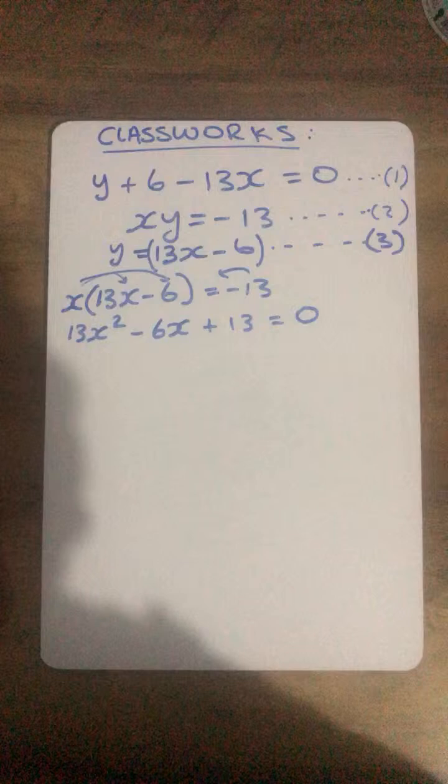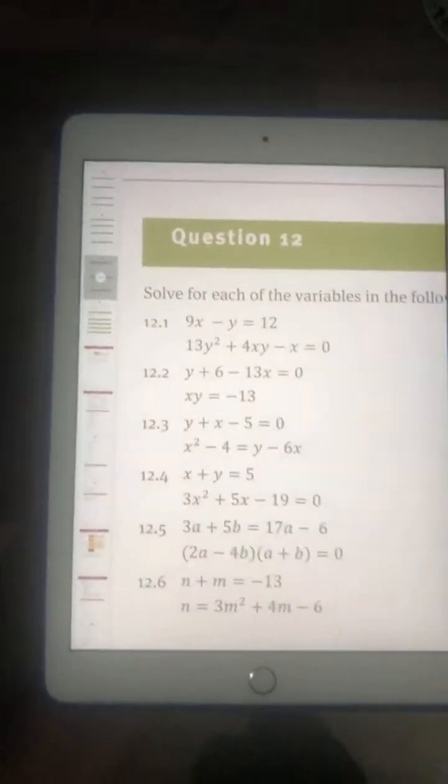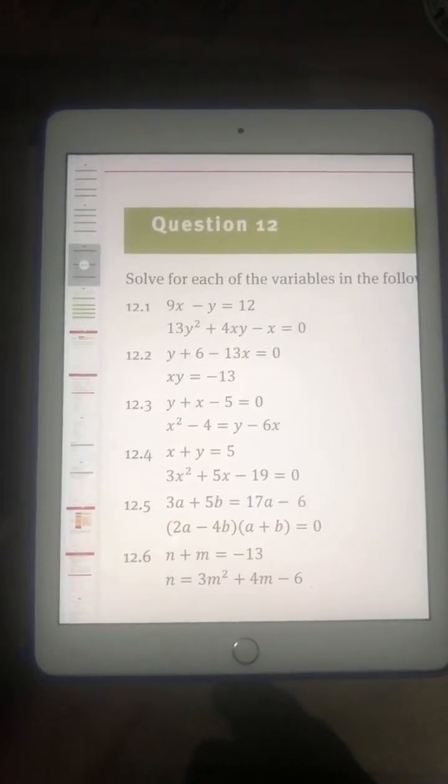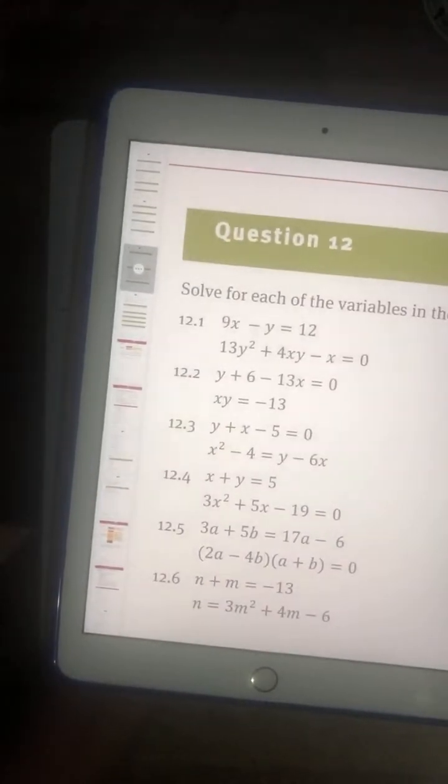Yes. And then the second one, we are having xy is equals to negative 13. Maybe let me show it to you guys so that it doesn't seem like I made a mistake when copying that. Yes, that second one, it's y plus 6 minus 13 equals to 0, and then xy equals to negative 13.